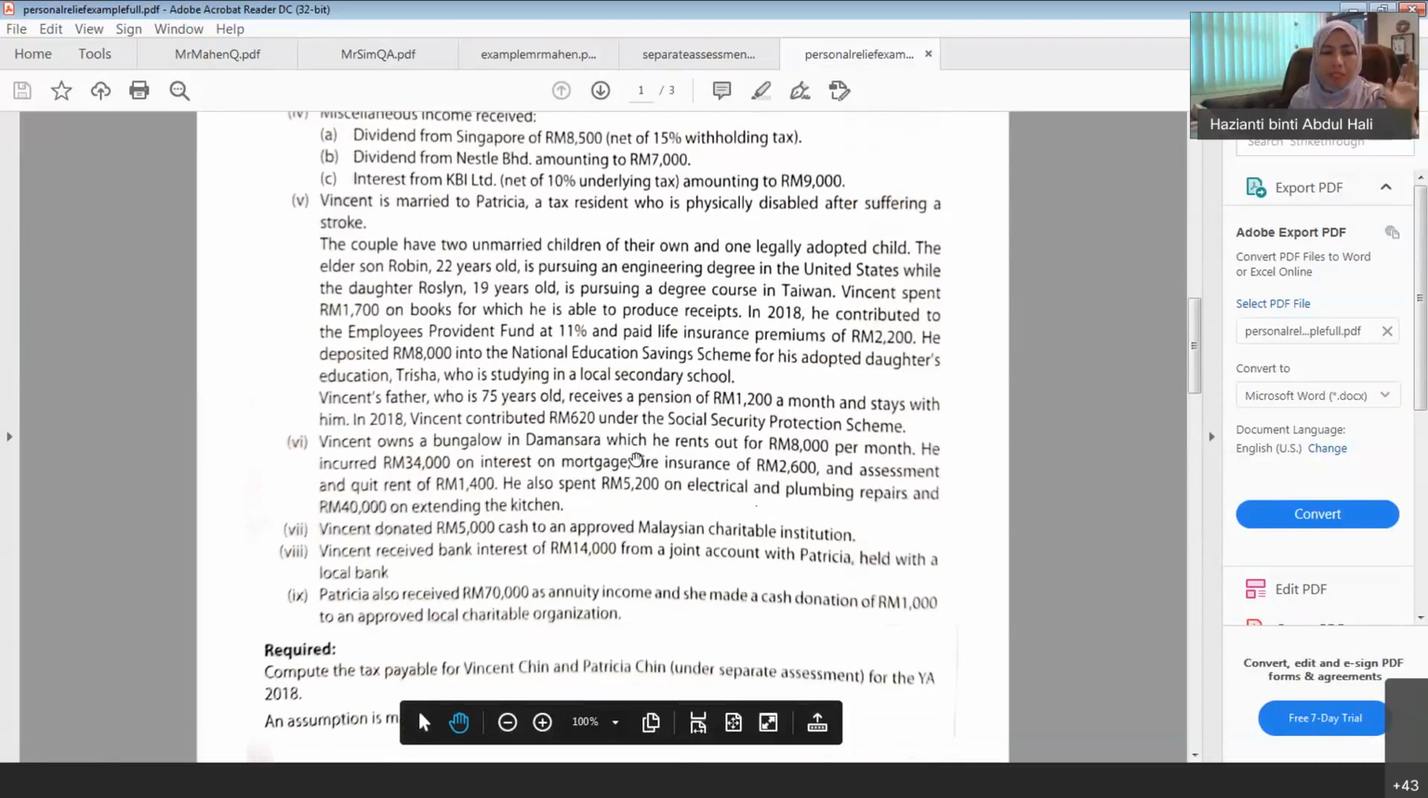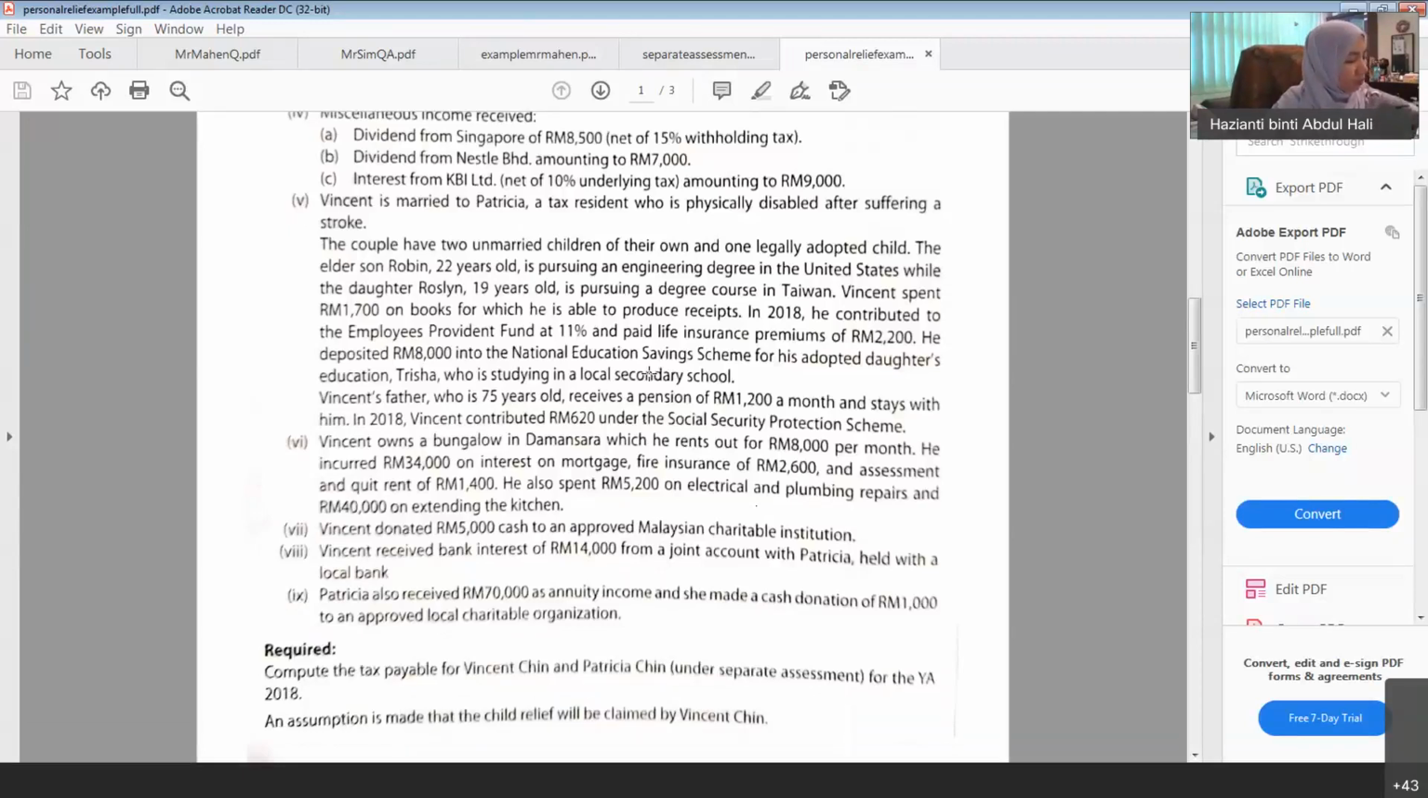So when she has income, we can do separate assessment. And the assumption is made that the child relief is given to Vincent. This is for year of assessment 2018. Maybe you can try to do some now, we can go through a bit first, but I will not go all the way. You all start first.